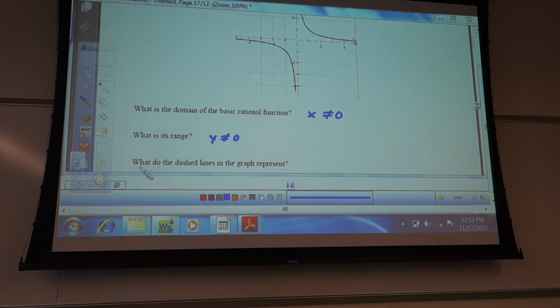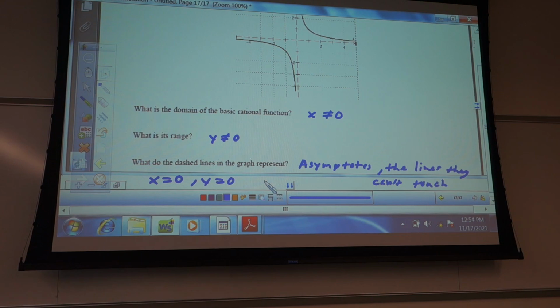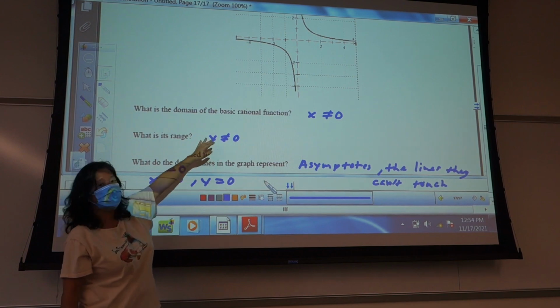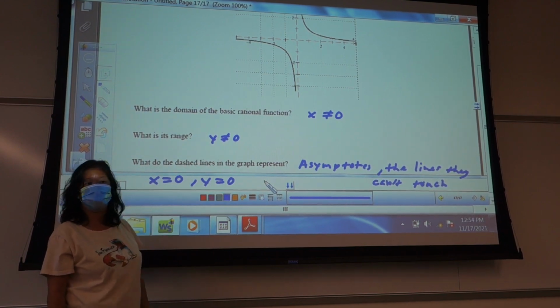What do the dashed lines represent? Asymptotes. The lines they can't touch. Right, so those will be x equals 0 and y equals 0. Does everyone kind of follow that part? The lines they can't touch. Since x can't equal 0, x equals 0 is the line it can't touch. Since y can't equal 0, y equals 0 is the line it can't touch.